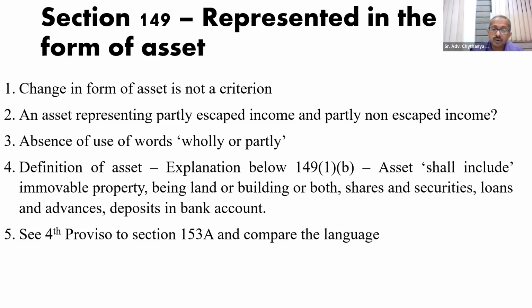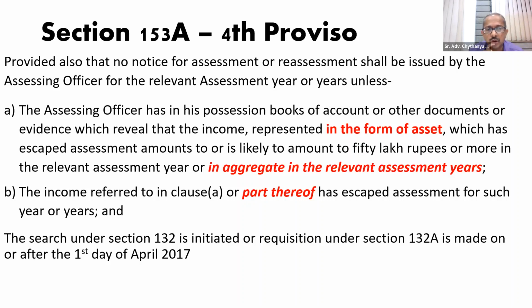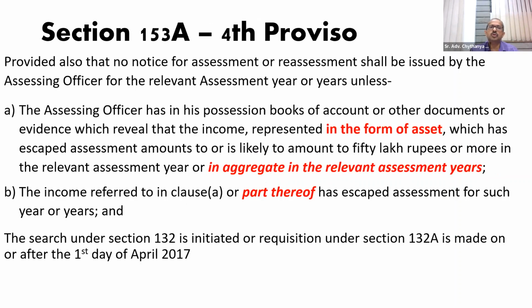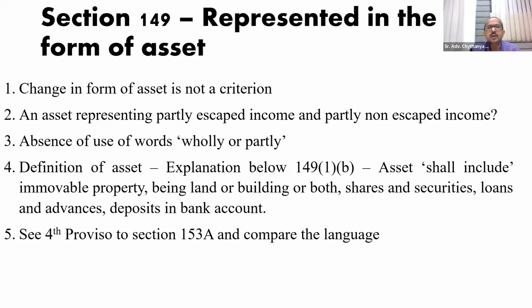Unlike in the 4th proviso to section 153A, if you see there, just look at clause A, the last line: in aggregate in the relevant assessment years. So words like these have not been used, like in the 4th proviso to section 153A, where this language was first found, which is now copied to some extent in 149(1)(b). Therefore, on wholly or partly, if part of your asset is found in the form of an undisclosed income, you could argue that this clause would not apply.